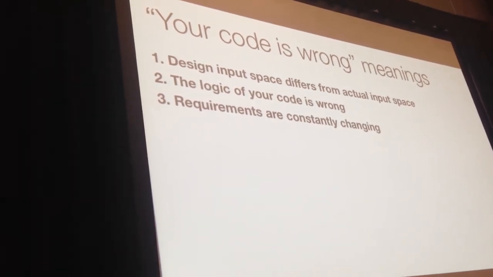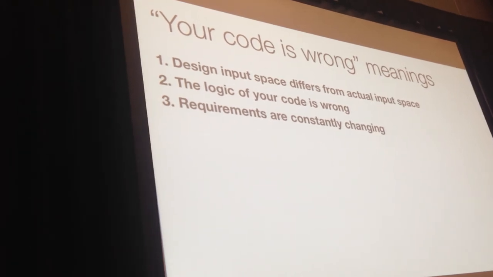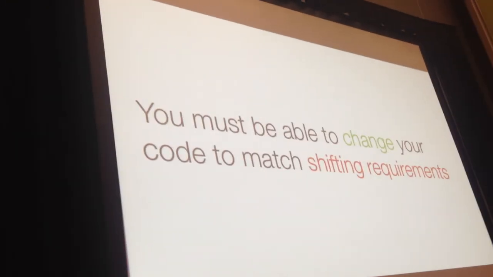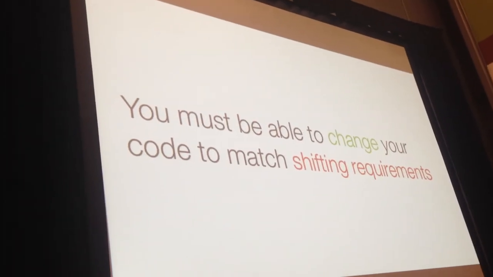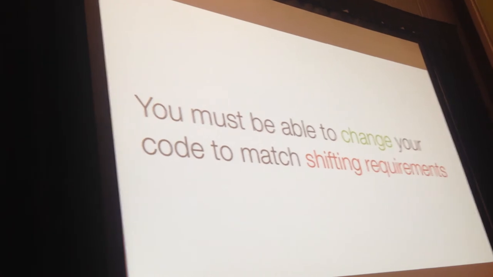Recomputation is a technique that helps with all of these definitions of your code being wrong. Let me start with the last one. Obviously you need to be able to change your code to match the changing requirements of the software. But the problem is that's not all you have to do. You may have to do a big migration of your existing data to make that new code work.